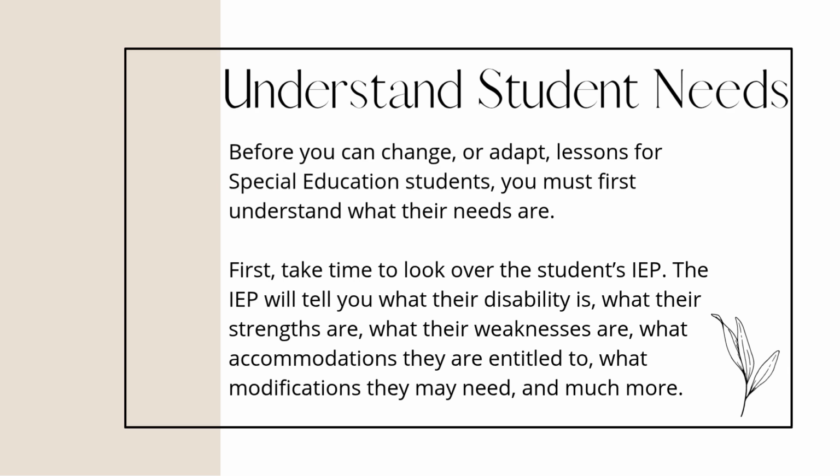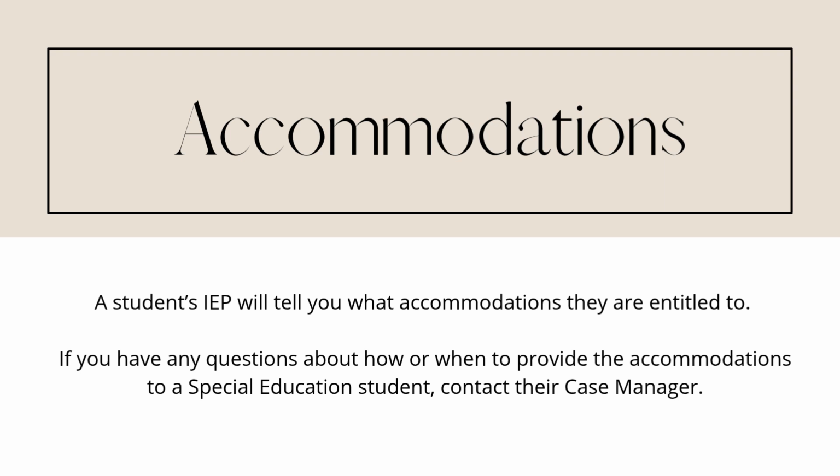To understand what a student's needs are, take a look at their IEP. It will tell you what their disability is, what their strengths and weaknesses are, what accommodations they're entitled to, and modifications, and so much more. Within a student's IEP, there are accommodations. The IEP tells you what accommodations they're entitled to, and if you have any questions about how or when to provide those accommodations for a special education student, you can talk to their case manager.